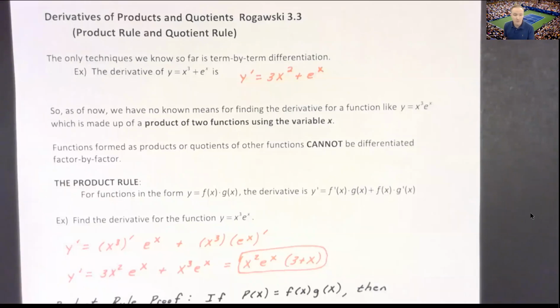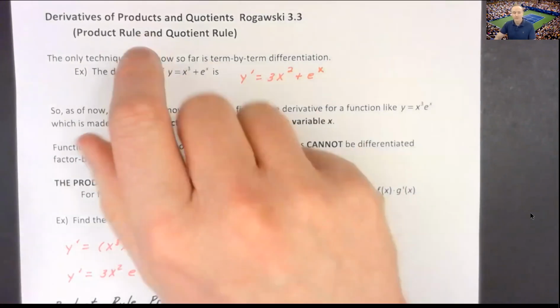In this section, we'll have the product rule and the quotient rule, both of which are a little bit more fun than just the power rule and the exponential function. So let's go ahead and start off here based upon what we know.